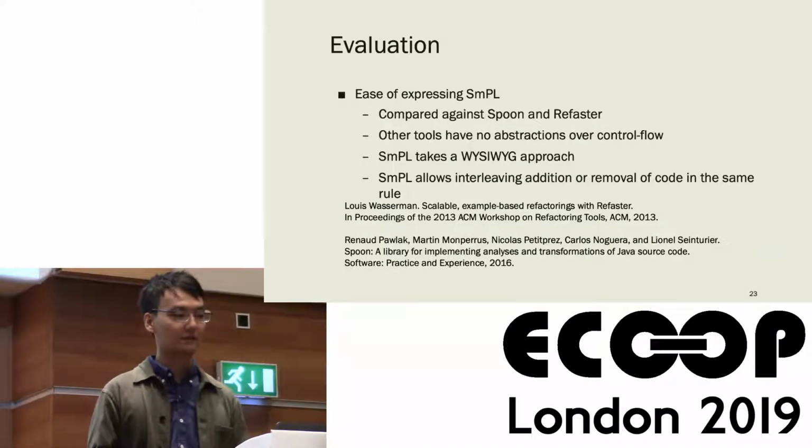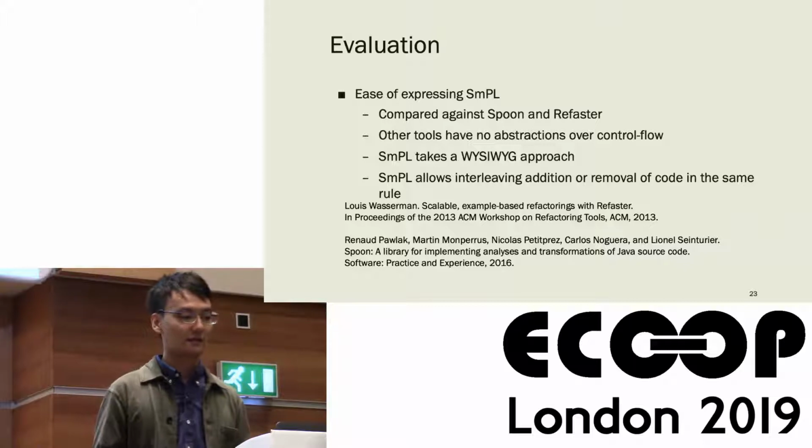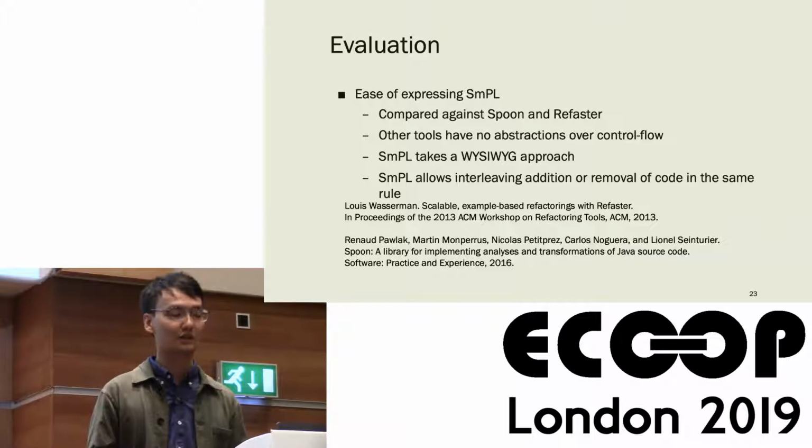In terms of the ease of expressing SmPL, we compared our tool and SmPL against 2 existing tools, Spoon and Refaster. Spoon is a program transformation tool, and Refaster is a refactoring tool introduced by Google. Compared to Spoon, transformations have to be described imperatively, whereas Coccinelle takes a more declarative approach. And this makes it easy to represent a change.